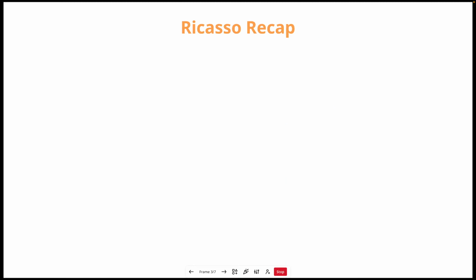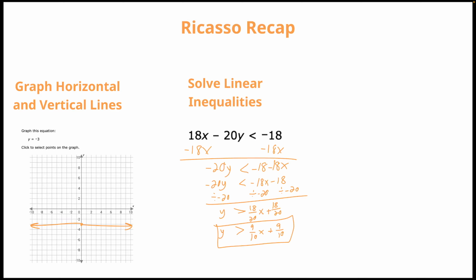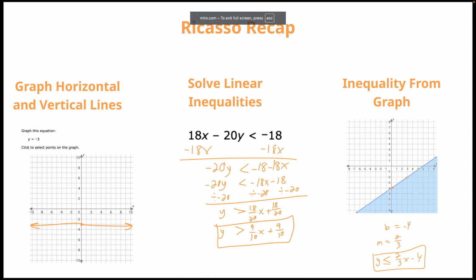All right, your Ricasso Recap starts now. In the next 30 seconds, let's talk about what you need to know before you start this lesson. Firstly, you should know how to graph horizontal and vertical lines. Secondly, you should know how to solve linear inequalities and when you should reverse the inequality, stuff like that. And lastly, you should know how to write an inequality when given a graph, so using rise over run to get the slope, using the y-intercept, okay, all of that. If you do not know these three things, please do not start this lesson. Please go watch the refresher videos that I will link in the description below, and then come back to the lesson. All right, new lesson starts now.